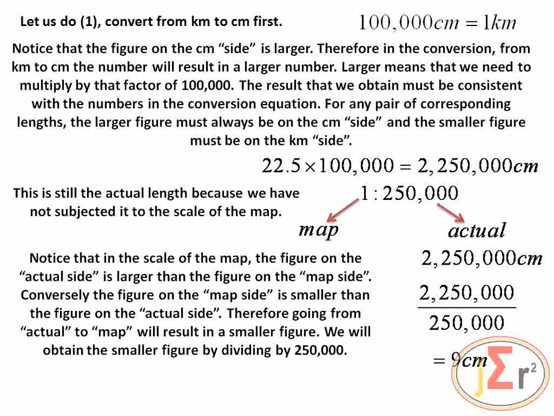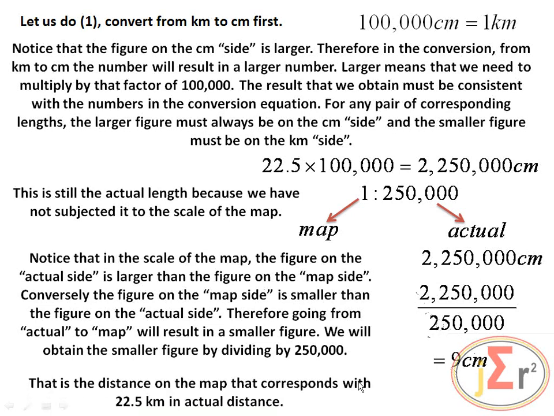Well, there's another way. We have 225, which is the square of 15. If we square 15, 3 5s are 15. We square 3 and we square 5. So the square of 15 is the square of 3 times the square of 5. 25 is the square of 5. So if we take out the square of 5, what will be left is the square of 3, which is 9. That is the distance on the map that corresponds with 22.5 kilometers in actual distance.